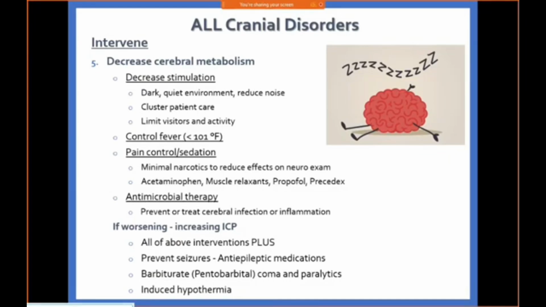Antimicrobial therapy, again, we don't want any kind of infection, so most patients with any cranial disorder will be treated for infection soon, looking for signs and symptoms of infection, and treating those infections before they become inflammation. If you're having increased ICP or worsening symptoms, then they want to prevent any seizures, any brain firing. Sometimes the patients do get put into a coma with barbiturates and paralytics. And again, that's just to basically shut down the brain from firing at all.